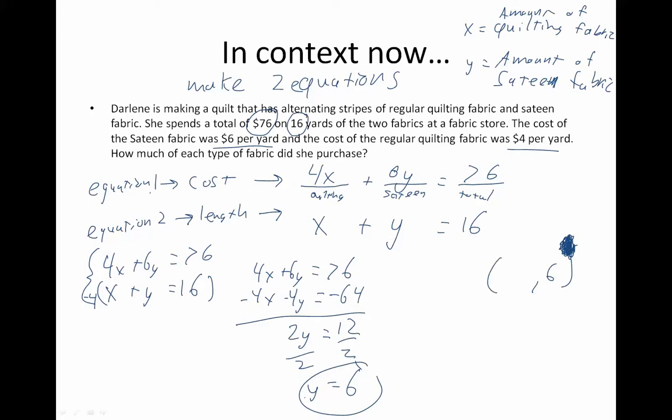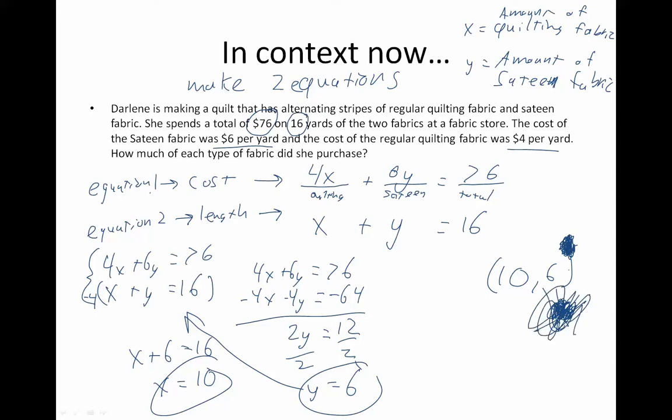So now we need to find the amount of quilting fabric, and we're going to do that the same way we did that before. We're going to plug in. We get x plus 6 equals 16, and x equals 10. So we have 10 yards of quilting fabric and 6 yards of sateen fabric. We're going to cross that out. Okay. That's it. That's our solution right there.